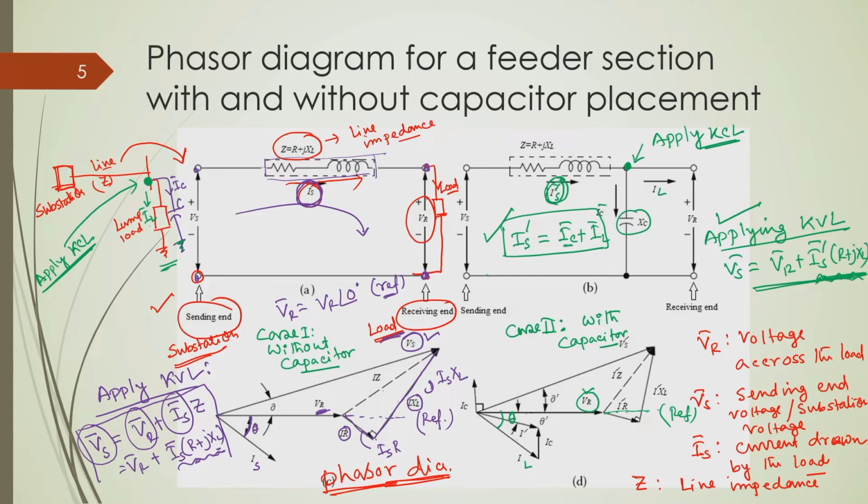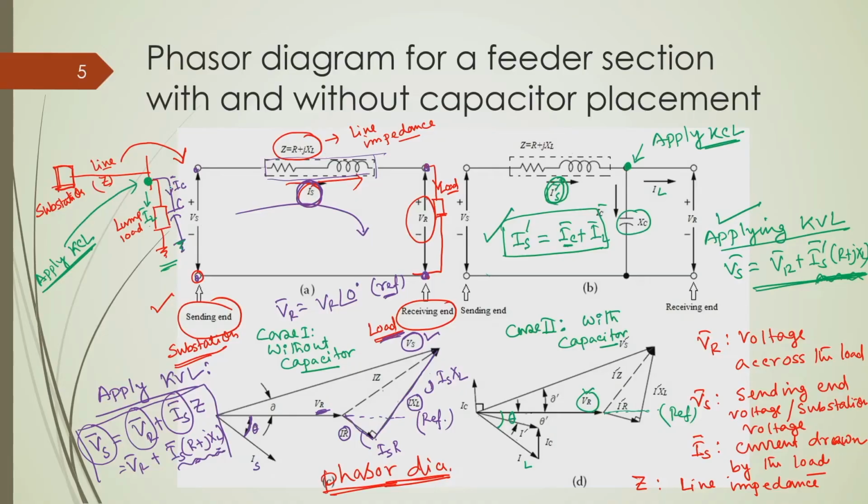Now, how do we know what is I c? As we know, this I c is the current which will lead the voltage by 90 degrees, assuming that the capacitor is ideal. So, this I c will lead by 90 degrees with respect to the voltage across this load or voltage across this capacitor. Now, if we add this I L and I c, whatever you get is I s dash.